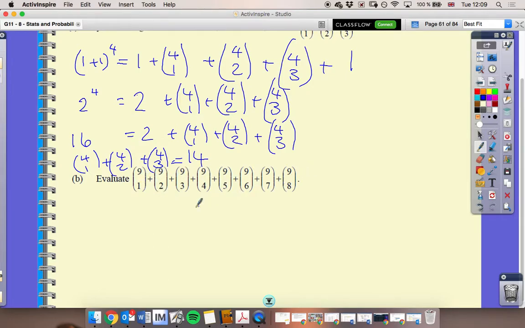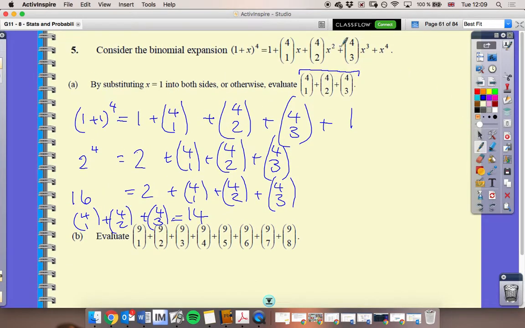Wait, so is that the answer? So this would be the answer. Yeah, they would add up to 14. And we don't have to simplify the 4 choose 1? No, the answer is 14. It says evaluate. Find the value of those 3 terms added together. So it adds up to 14. So you want the answer after the word evaluate? Yes, because evaluate means find the value of. Find the value of what that sum is.